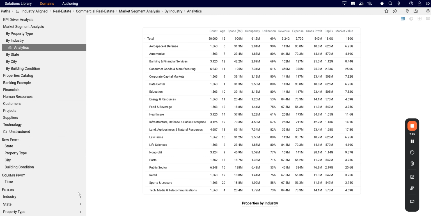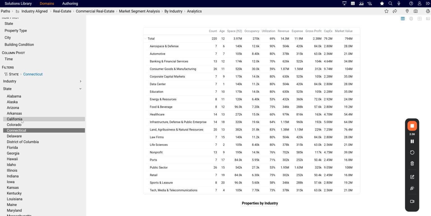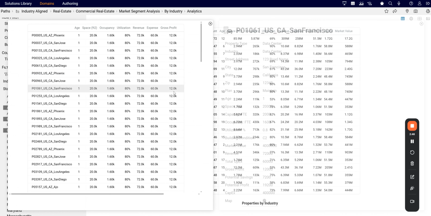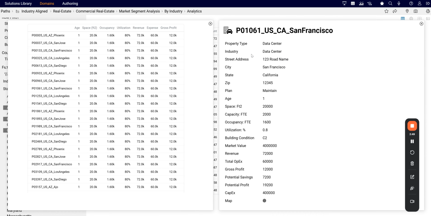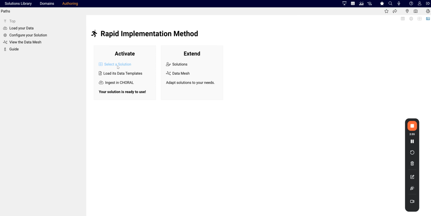We also have the support for filters and pivots. So for example, let's say we're looking at properties by industry, but we're looking for those properties in the state of Connecticut, California, and Arizona. We've now filtered the set to this, and we only have these three states by industry, and then we look at the data centers in these three states, and we can click here, and you can see here property type industry is data centers. Now we're going to show you how we can actually load the data in this system.